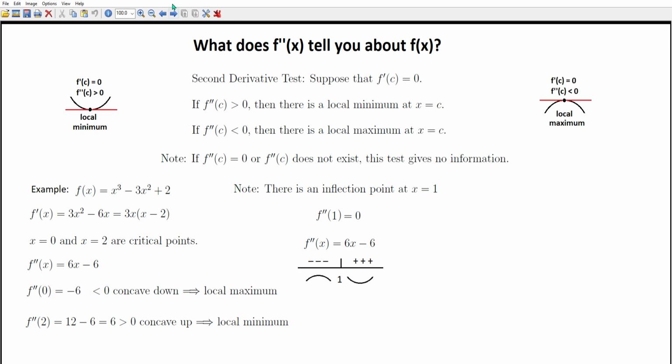If we take a look at the entire graph, we can see what the picture looks like here. Here's that inflection point we just mentioned. We tested x equals 2 and discovered it was a local minimum. And we tested x equals 0 and we discovered that it was a local maximum.